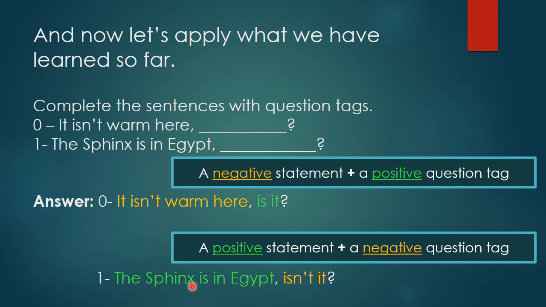So the Sphinx is, verb to be. What's the opposite of is? Isn't. I just add not. Then I need a subject pronoun. So where's the subject? It's the Sphinx. So how can I replace Sphinx with a pronoun correctly? It. It refers to the Sphinx.